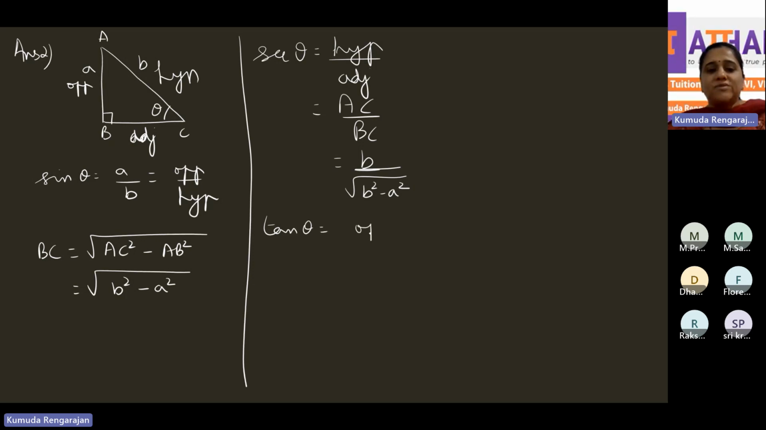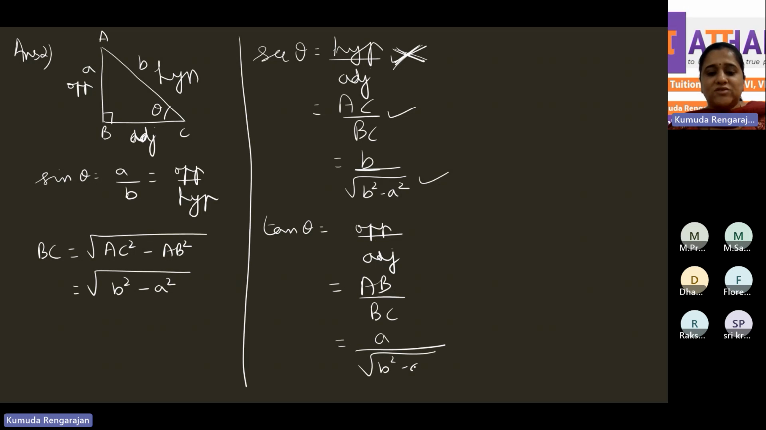What is tan theta? Opposite by adjacent. See, this is just for your reference. You can even omit writing this. This is just for our reference. You can straightaway start with secant theta is equal to AC by BC. Tan theta is equal to, you can write the sides directly. Opposite is AB by adjacent is BC, correct? So AB is how much? AB is A and BC is root of B square minus A square.